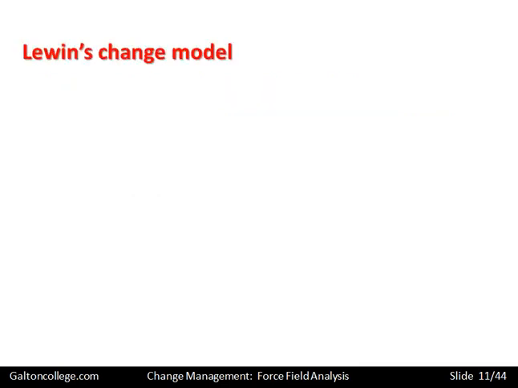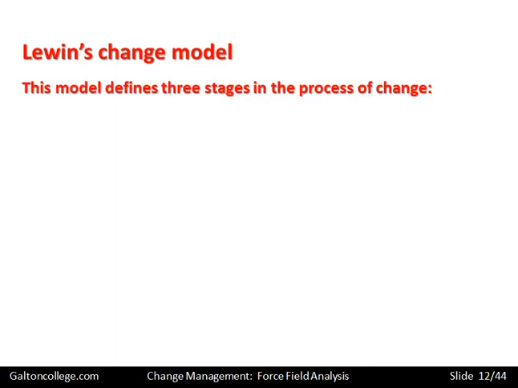Now, the famous model here in the context of change and resistance to change is Lewin's change model. This model identifies three stages in the process of change. First of all, what's known as unfreezing, and we'll talk about this in a few moments. Then we've got change, and then we've got refreezing. So we have three parts: unfreezing, change, and refreezing. And I'll talk about each of those in a moment.